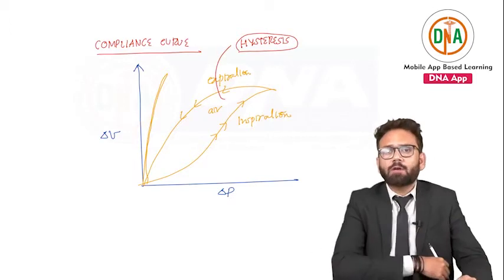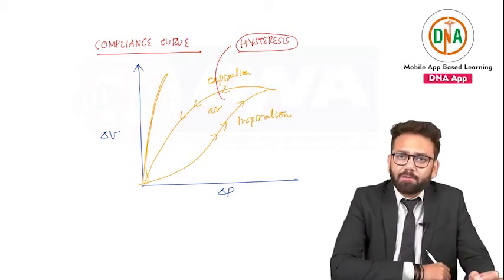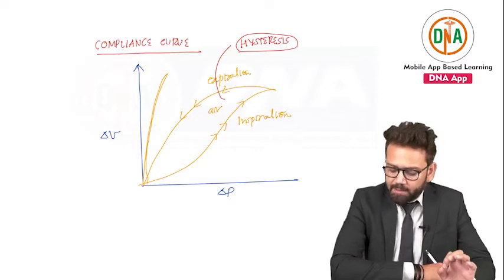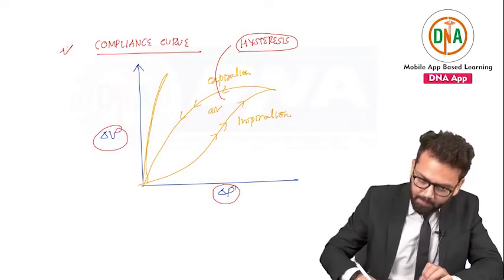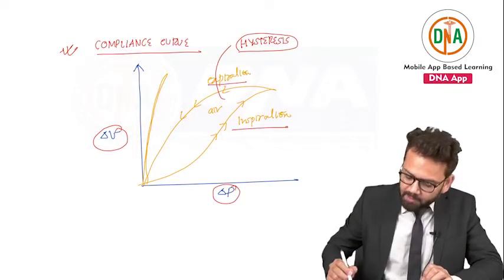Sometimes it is asked, what is hysteresis? The compliance of the lung being different during inspiration and during expiration is called hysteresis. You can see in this diagram, delta V by delta P is called compliance. And during inspiration, the curve is different. During expiration, the curve is different.